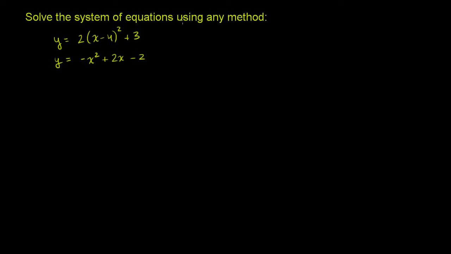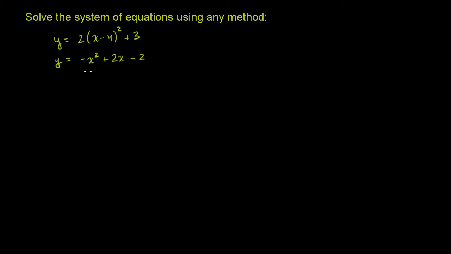Solve the system of equations using any method. So we have y is equal to 2 times the quantity x minus 4 squared plus 3. We also have y is equal to negative x squared plus 2x minus 2. So the solution, or it might be one, or it might be none, it might be two solutions, but the solutions to this system occur for the x values that generate the same y value. So the same x and y that satisfy both of these equations.